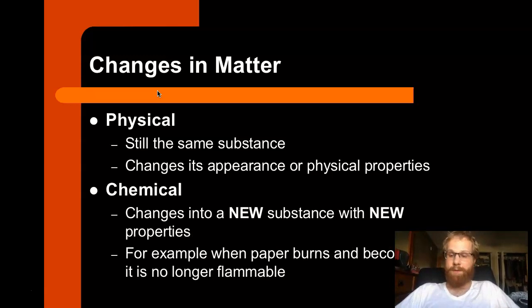The second way we can change a substance is through a chemical change. A chemical change is whenever a substance changes its chemical properties, it changes its chemical identity. A new substance is formed. For example, if I was to burn this paper, it would become ash. The paper is flammable. Ash is not flammable.